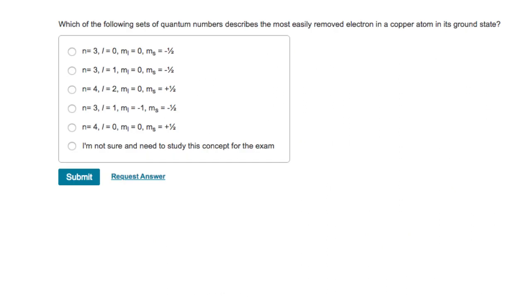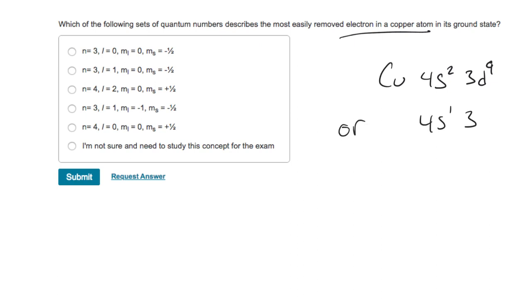Which set of quantum numbers would describe the most easily removed electron from a copper atom? So copper has one of two configurations you might be considering here. 4s2, 3d9. If you knew it had an anomaly, you might be thinking it's 4s1, 3d10. This is its actual configuration, but this is the one you would probably expect.